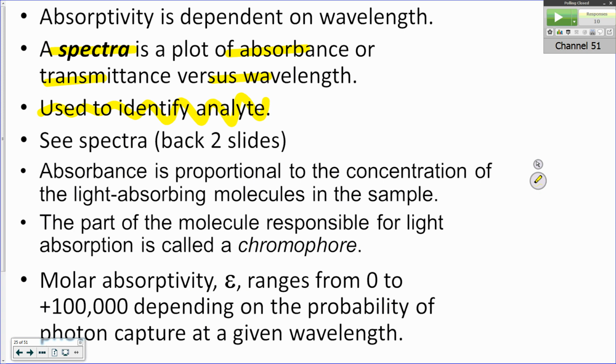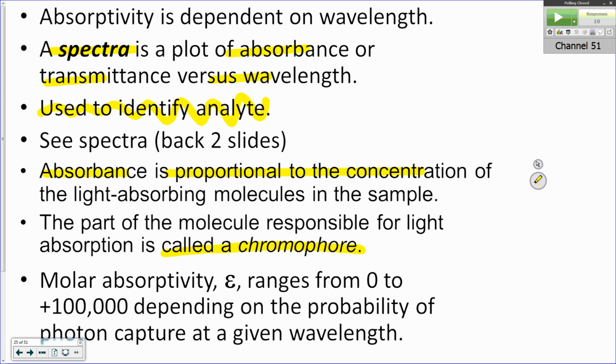Okay, the absorbance is directly proportional to the concentration. So if one goes up, the other one goes up. In a given sample, not every component absorbs the light. The portion of the molecule that does absorb light is called the chromophore.